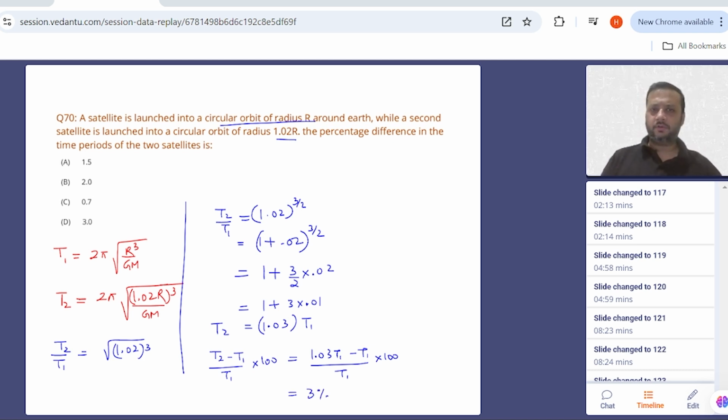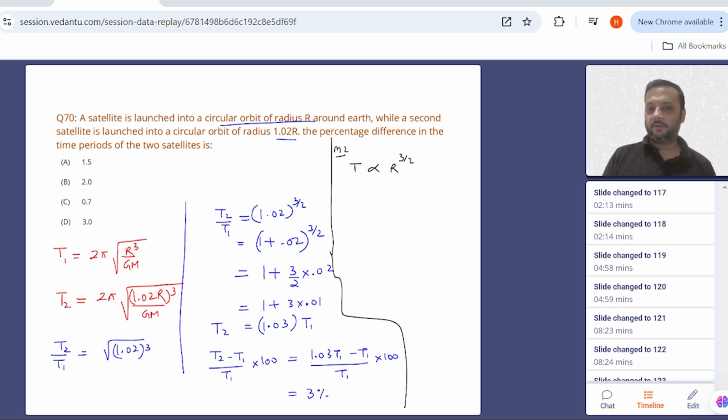You could have also done this question very fast by the error methods. If you apply the error method, then this question will be very, very fast, because time period is proportional to r to the power 3 by 2. Let me just quickly show you the error method also. Method 2. So time period is proportional to r to the power 3 by 2.